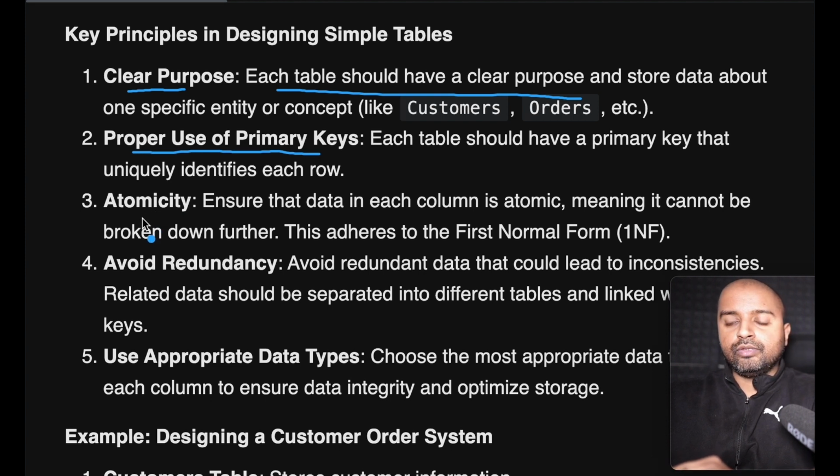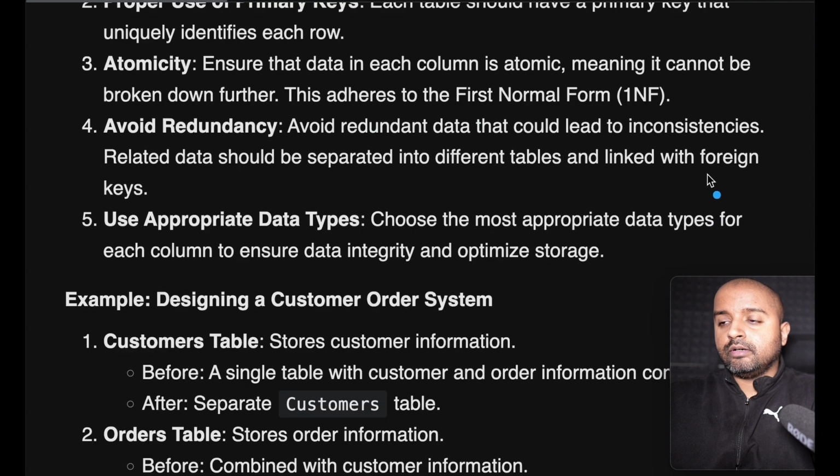So just like what we saw with the first normal form when we looked at normalization, each column has to be atomic, meaning it cannot be broken down further. Like we cannot have arrays or multiple values within each column which can be broken down into several other columns and so on, so you have to have it in a way that it cannot be broken down, and that adheres to the first normal form. And we also have to make sure that we avoid redundancy and avoid data that could lead to inconsistencies, and related data should be separated into different tables linked with a foreign key.